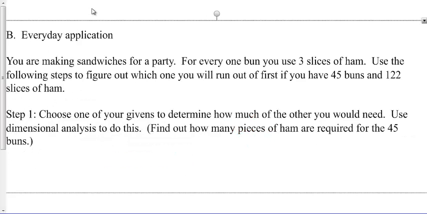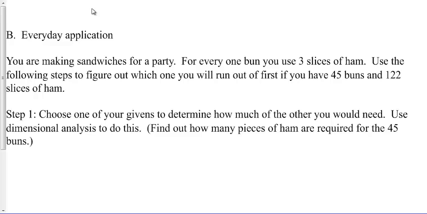We can even see this in everyday applications. For example, you're making sandwiches for a party. For every 1 bun, you're going to use 3 slices of ham. Use the following steps to figure out which one you will run out of first if you have 45 buns and 122 slices of ham.